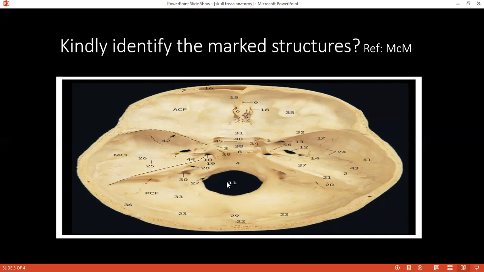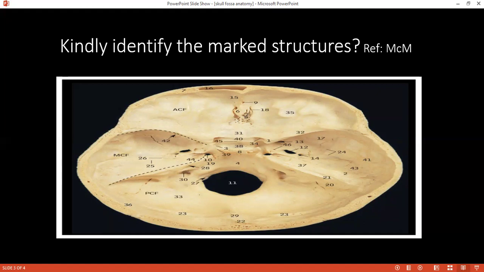Can you tell me what are the bones involved in the formation of the posterior cranial fossa? We have the occipital bone, and also the petrous part of the temporal bone, the squamous part of the temporal bone, and a small part of the clivus, like a small part of the sphenoid bone.